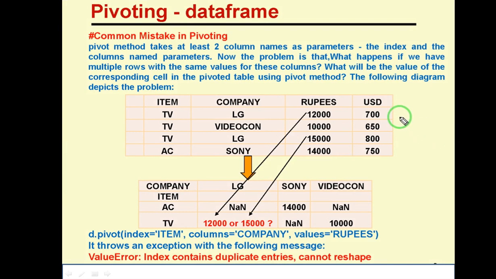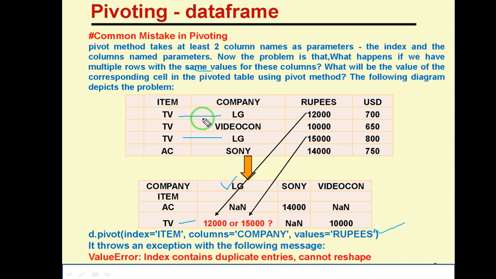Since this was the data frame, this was the error that was displayed when we gave this command with values equal to rupees. A common mistake in pivoting is this: the problem is what happens if you have multiple rows with the same values. Like you can see over here, TV, LG, and here also TV, LG. TV is the row label and LG is the column label.